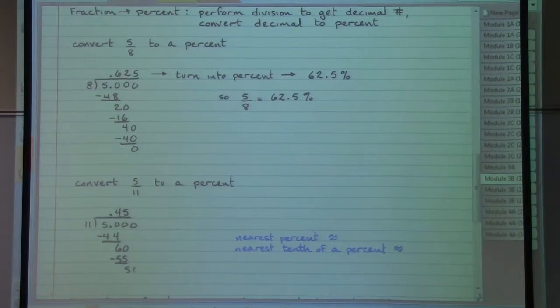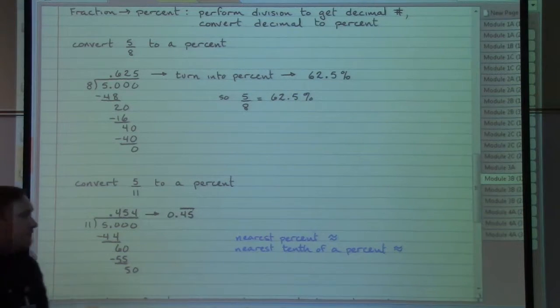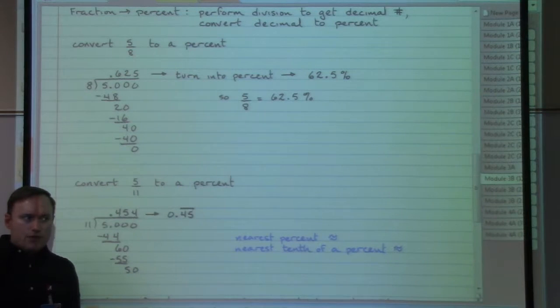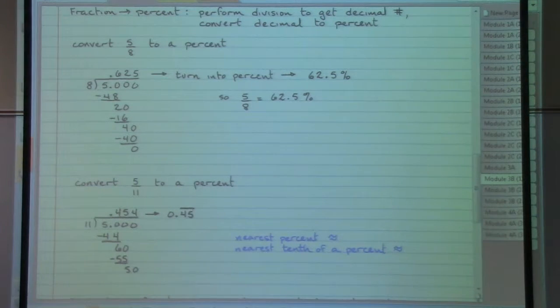Drop that 0 down and ask ourselves how many times does 11 go into 50? That is a question that we already answered. We said 11 goes into 50 4 times. So what we seem to be having here is the repeating decimal 0.45 with the 4-5 repeating. Now we would need to take that and transform that into a percent.